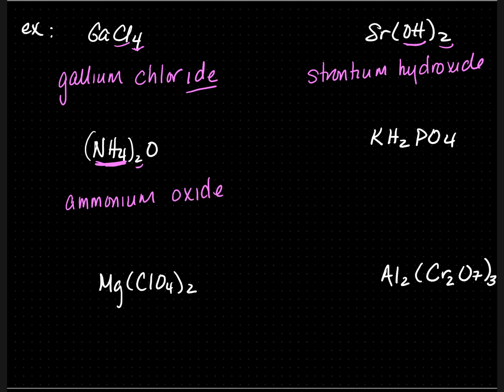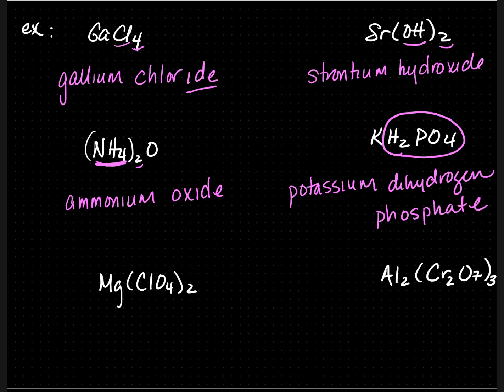KH2PO4. K is a metal, potassium, in group 1. We write the name as is. H2PO4 is a polyatomic. It is dihydrogen phosphate. It is off your polyatomic chart. Magnesium, Mg(ClO4)2. Mg is magnesium. Write the name as is. ClO4 is a polyatomic. So it's perchlorate. We ignore the subscript.